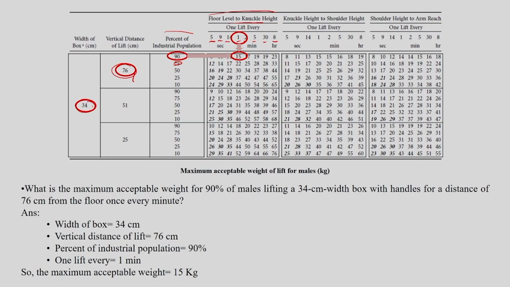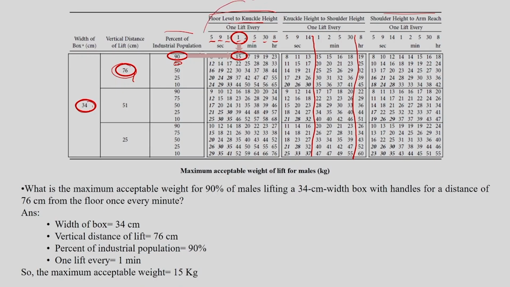Okay, so that you need to check. Once you see that, this is the column for your second, this is for your minute, and this is for your hour. So floor level to knuckle height, to shoulder height, where your lifting is happening, and shoulder height to arm reach. Which section are you working?